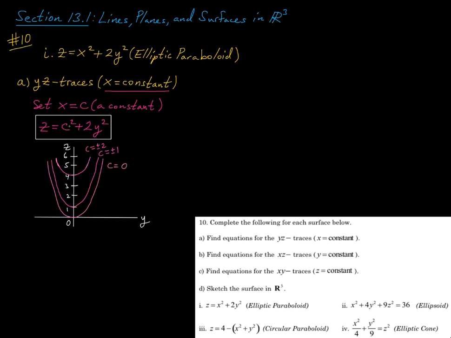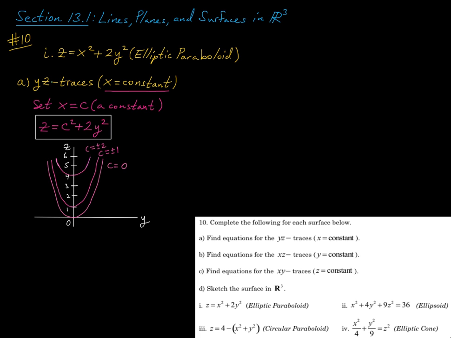If c is 0, we get the equation z is equal to 2y squared, so that's this parabola right here. If c is equal to either plus or minus 1, because of that square on the c, we get the equation z is equal to 1 plus 2y squared, so that's this parabola right here. And if c is equal to plus or minus 2, again because of that square on the c, we get z is equal to 4 plus 2y squared, and so on and so forth.